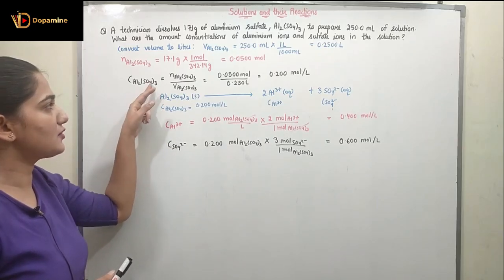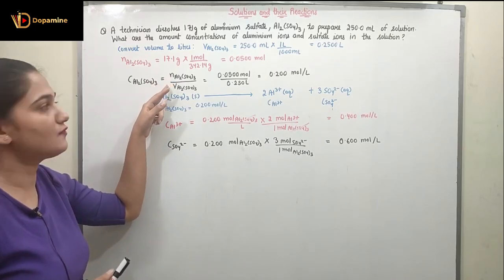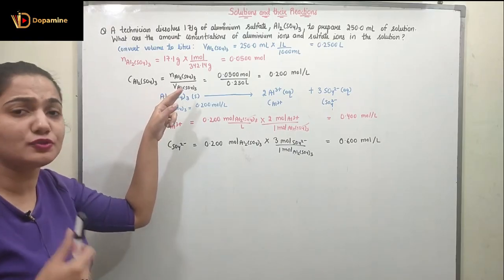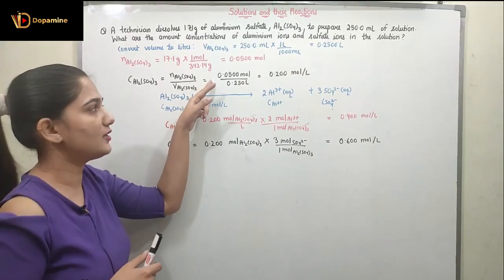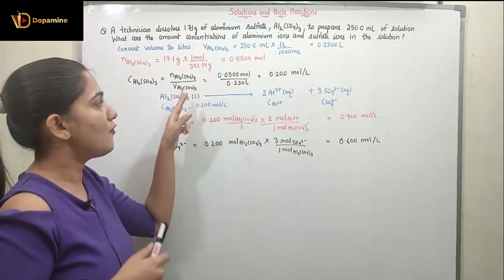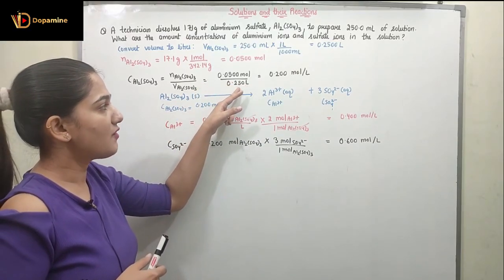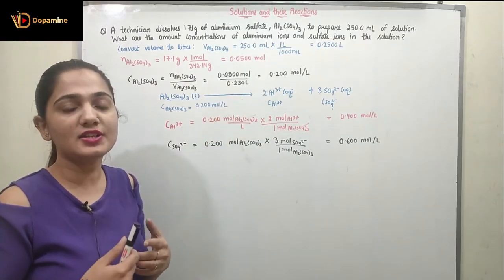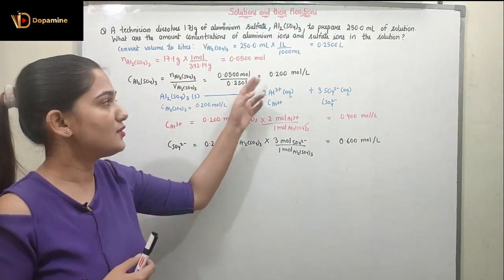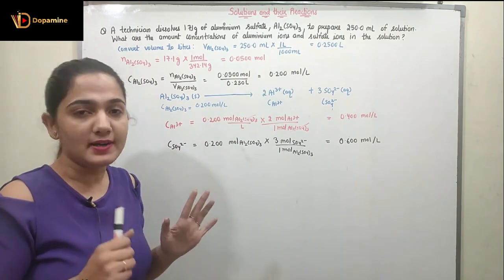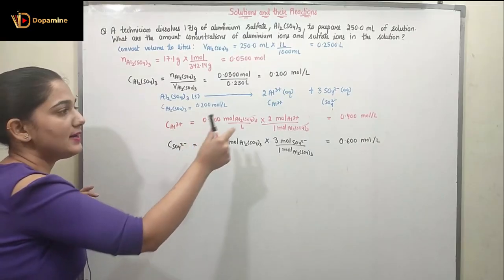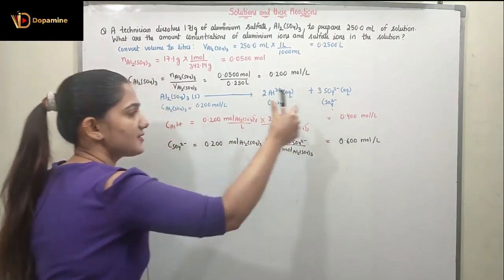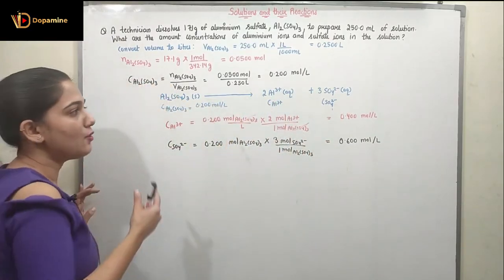The concentration of Al2(SO4)3 will be the number of moles of Al2(SO4)3 divided by the volume of Al2(SO4)3. Both of them we have calculated. The number of moles of Al2(SO4)3 is 0.0500, and the volume is 0.250 liters. So the concentration of Al2(SO4)3 would be 0.200 mole per liter. Right, now I know this concentration, 0.200 mole per liter. I need to know the concentrations of the ions, and those I can now find out.